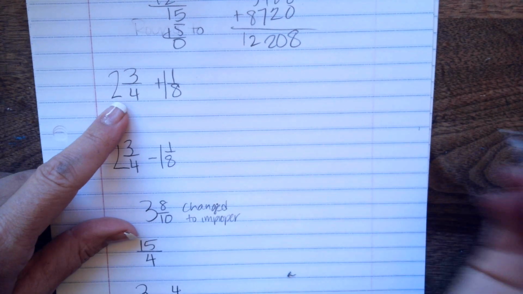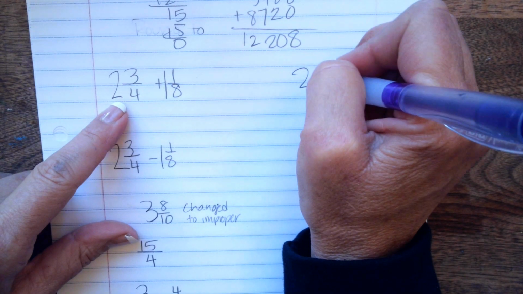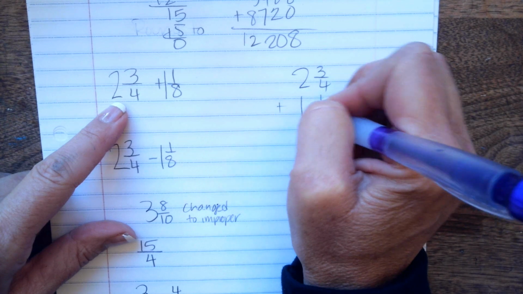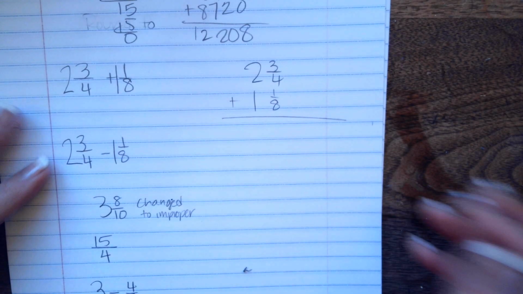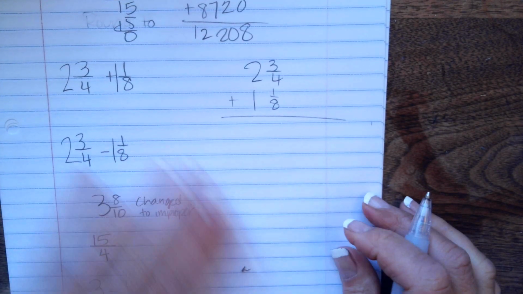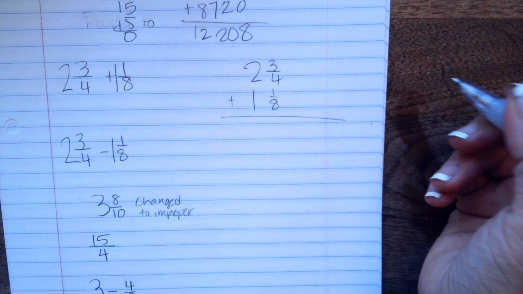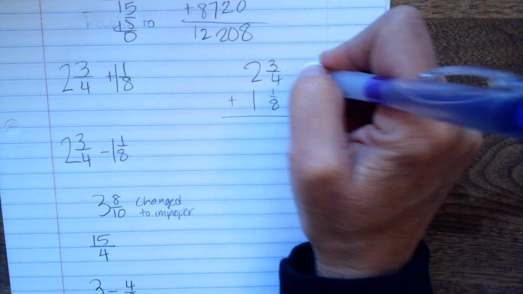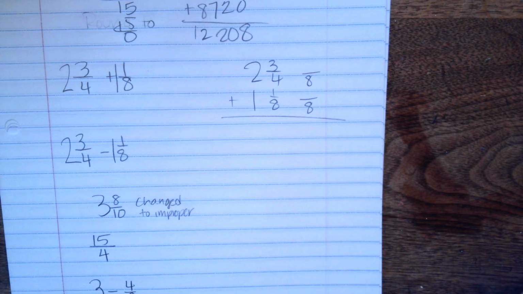Okay, so I like to write it out this way instead. It just gives me more room. I find a common denominator. So what is my common number that 4 and 8 have? It's an 8. So I change this to an 8 and I change this to an 8.